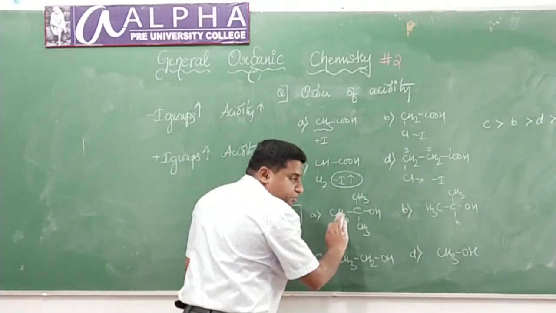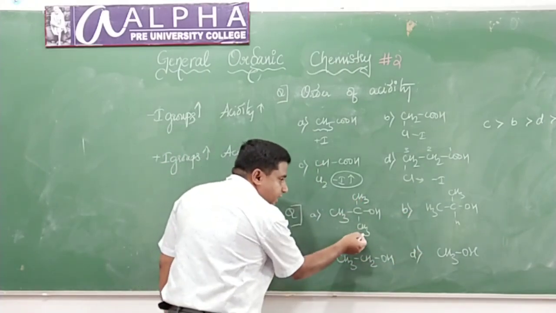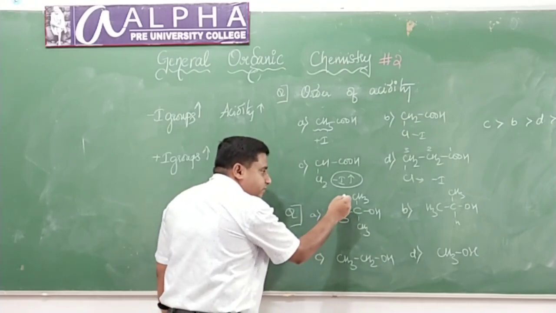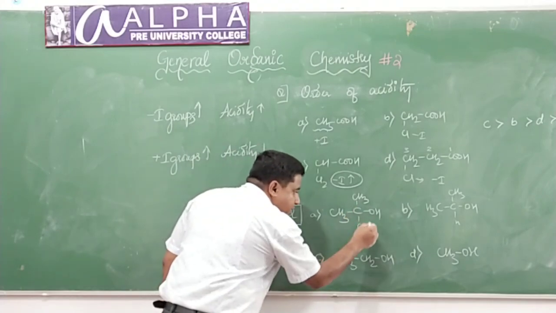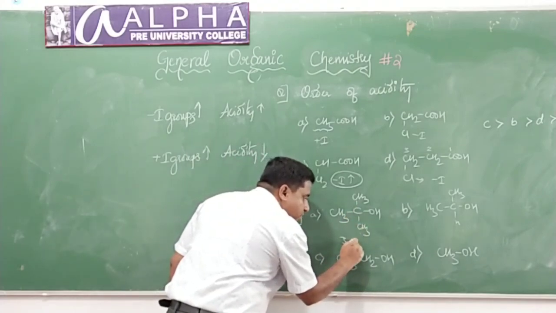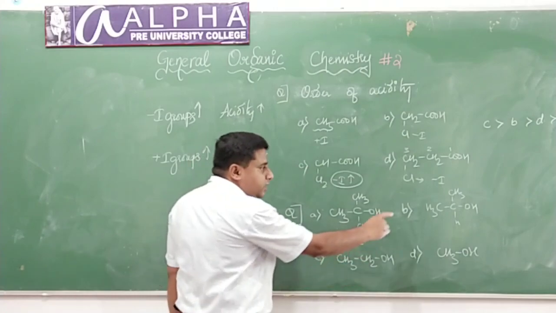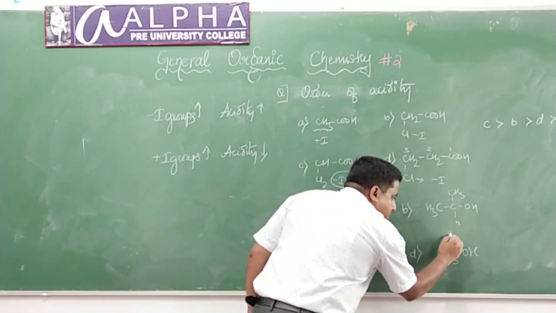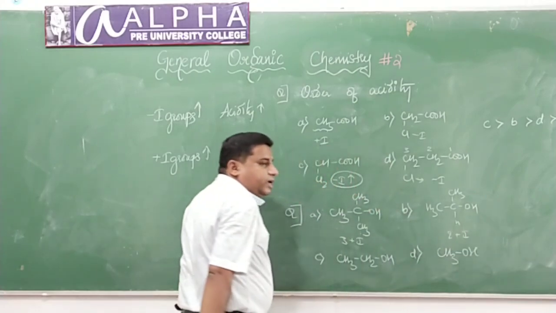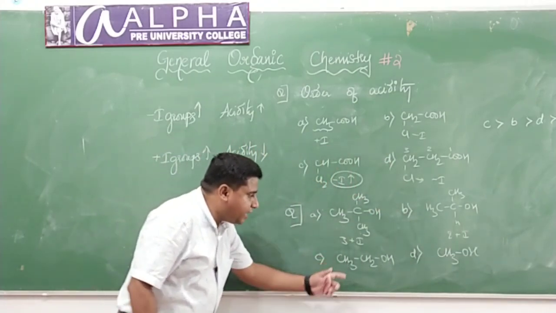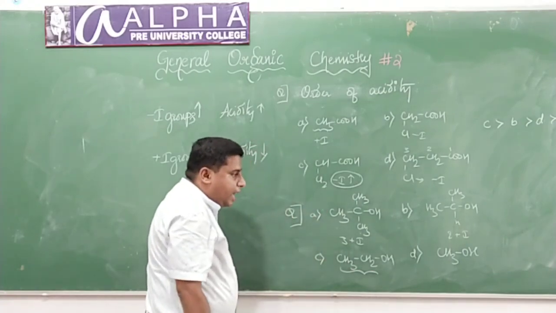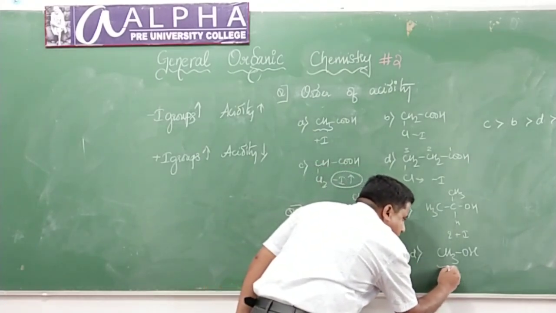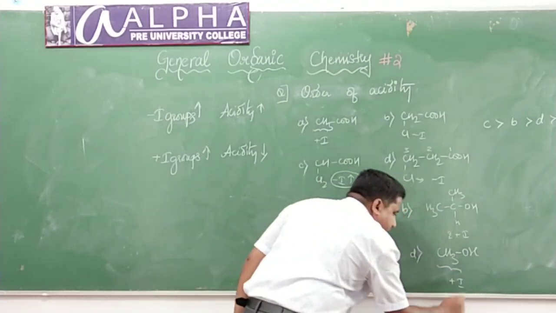Now, observe the options carefully. Here alkyl group, alkyl group, alkyl group. Positive inductive effect, positive inductive effect, positive inductive effect. How many positive inductive effects here? Here we have 3 positive inductive effects. Here alkyl group, positive inductive effect, positive inductive effect. So 2 positive inductive effects. Next, here we have one alkyl group, that means 1 positive inductive effect. Here also one alkyl group, positive inductive effect, isn't it?